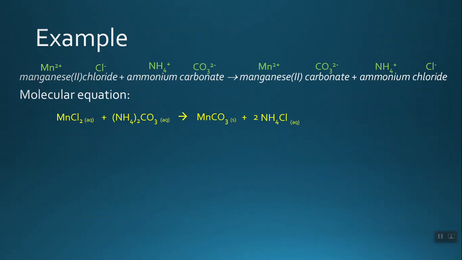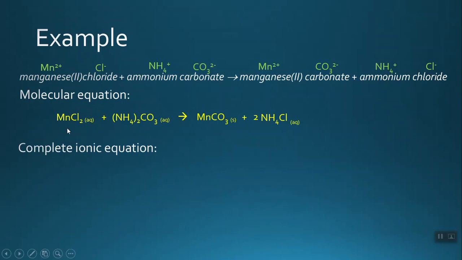Next, we're going to balance it. I need a coefficient of 2 in front of my ammonium chloride, and that's it. So let's now write our complete ionic equation. In order to do this, we are going to write the ions for each of my ionic compounds that are aqueous. The solid we're not going to split up. That's our precipitate, and it doesn't dissociate into ions.